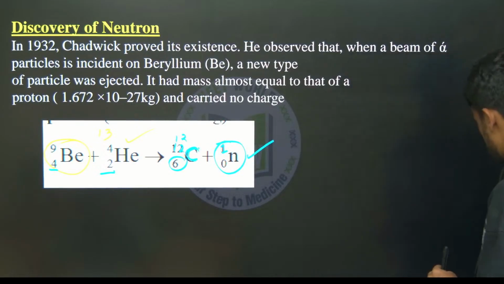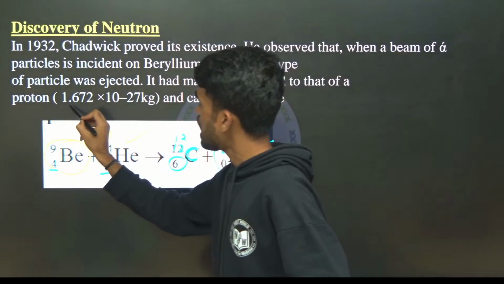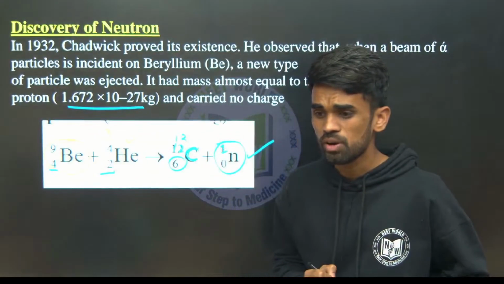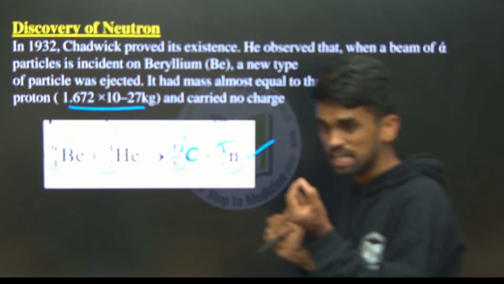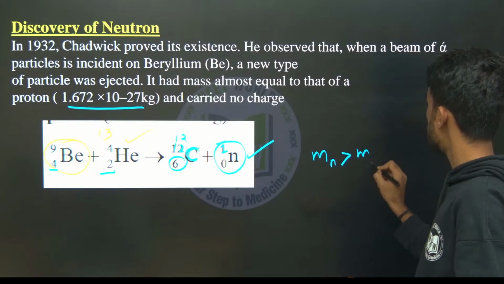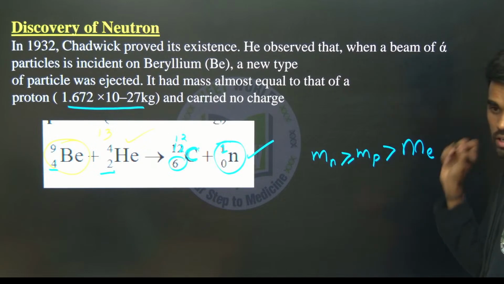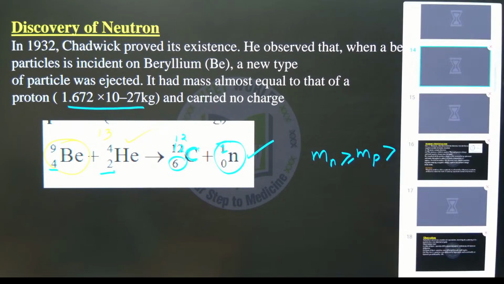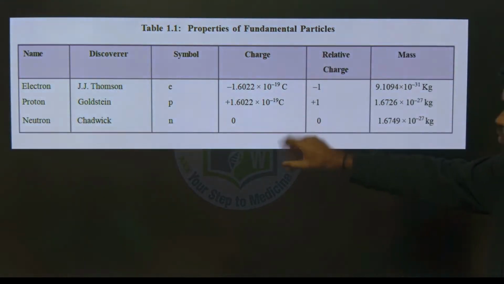Next, the mass of neutron is almost equal to the mass of proton, but slightly greater. So I can say mass of neutron is greater than mass of proton, which is greater than mass of electron. These are almost equal like this. Now let us do one question. First, let us conclude what we have discussed.